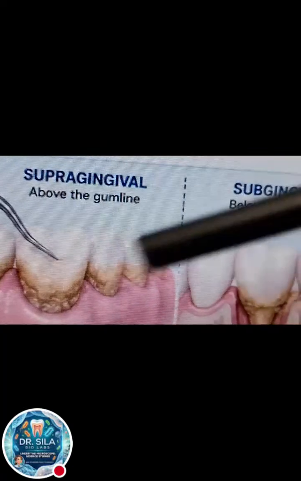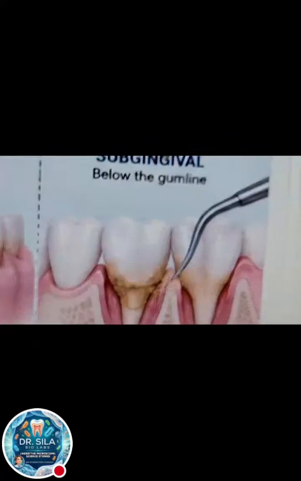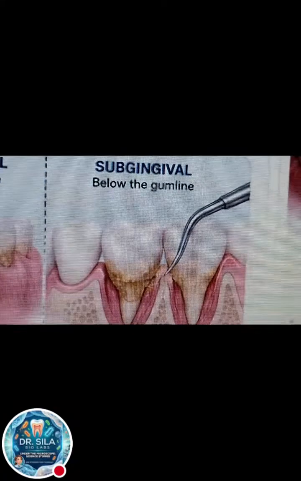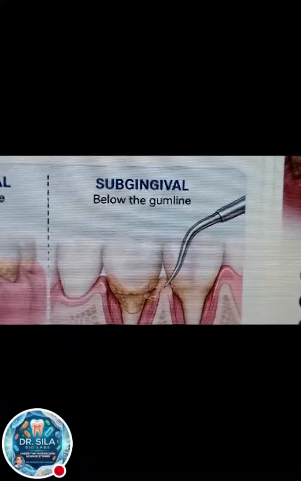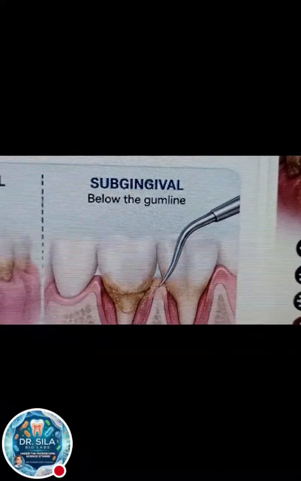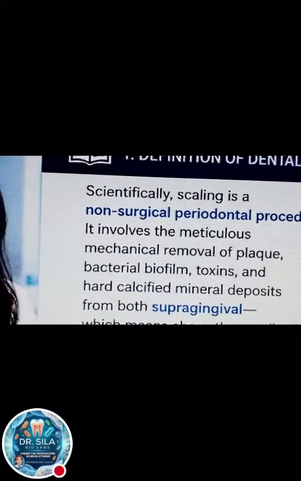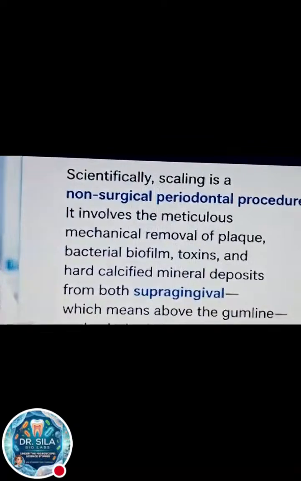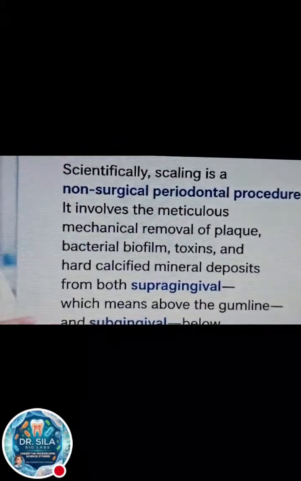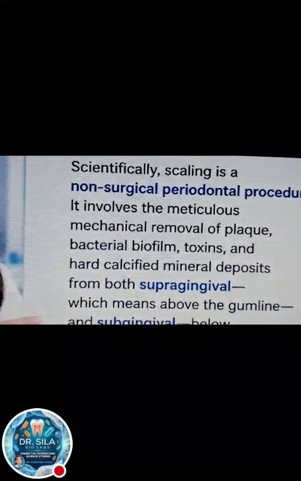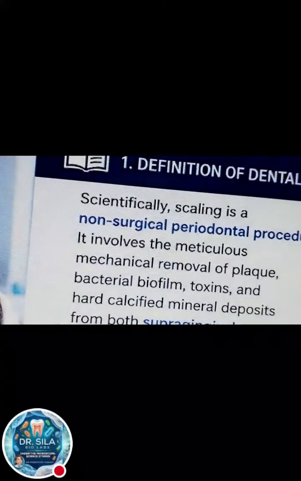You can see supragingival, above the gum line, the calculus is formed. And below the gum line, that is subgingival. Okay, below the gum line. Dental scaling is a precise, non-surgical therapy that removes the plaque and calculus from above and below the gum line to restore oral health and promote natural healing.